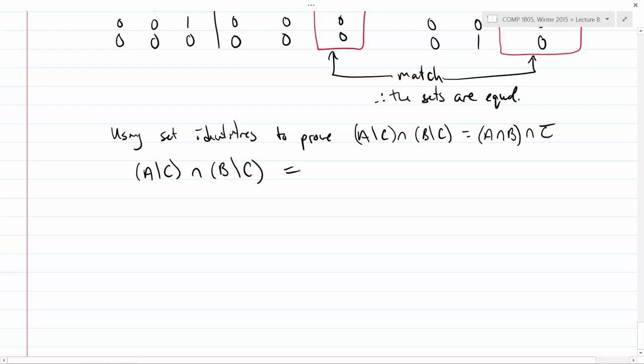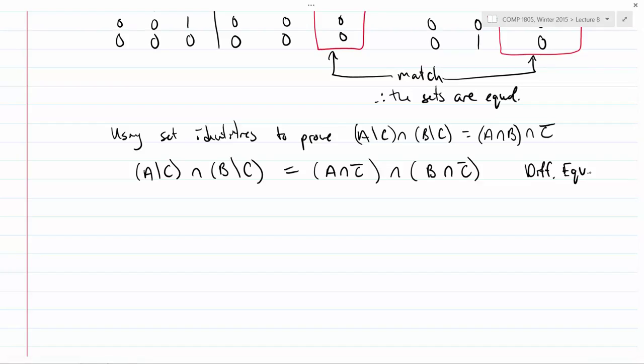The first thing you should do is apply difference equivalence. So A minus C is the same thing as A intersect C complement. And B minus C is the same thing as B intersect C complement. That's by difference equivalence. So just like you always apply implication equivalence first, so too should you always apply difference equivalence first.